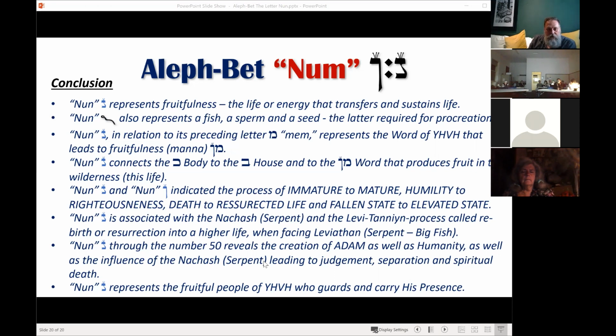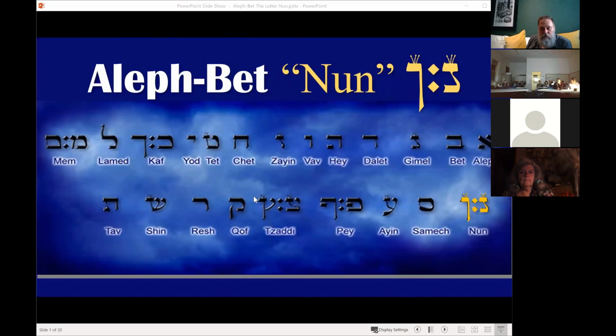And then Nun represents the fruitfulness of Yahweh's people, which is the fruitfulness of his word, as well as the fruitfulness of your actions. And the people who are fruitful are guardians of the presence of Yahweh, or the holy things of Yahweh, which is in the ark, which is his covenant, his Tanin process, which is baptism, as well as his supernatural fruit, which is his word, which are the basic 3 ingredients that we need to be Ephraim. And that basically concludes our study on the Letter Nun.